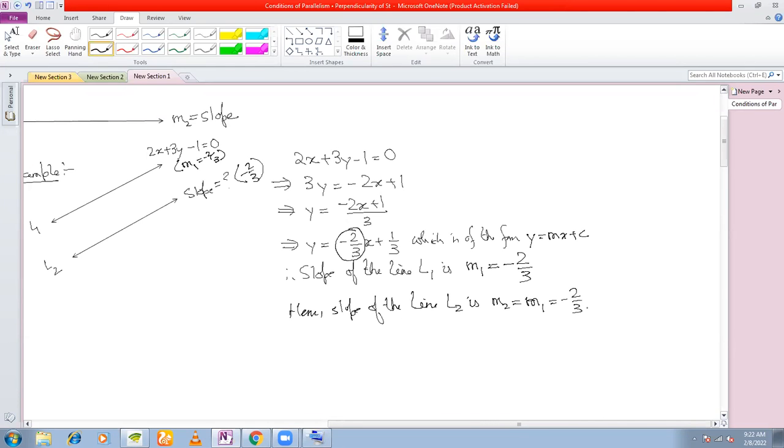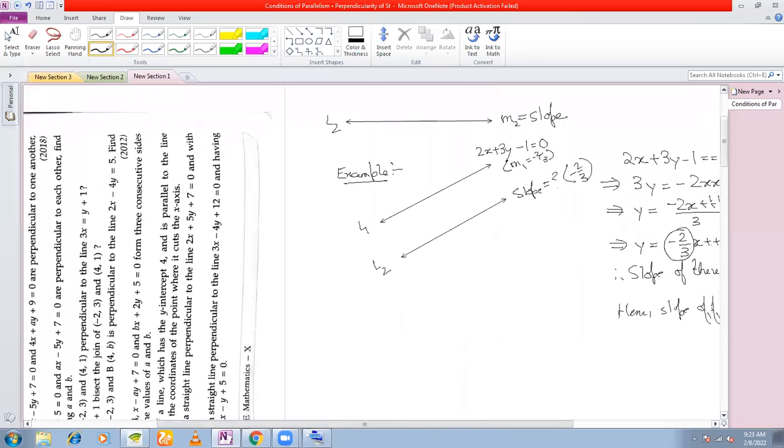Right? So this is the first condition, that of parallelism, a very easy condition: if you know the slope of one line, and if you want to find out the slope of any line which is parallel to that line, then their slopes must be equal. You can find it out by equating their slopes. So this was the condition of parallelism.